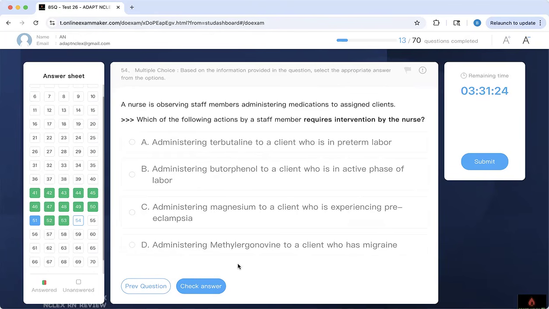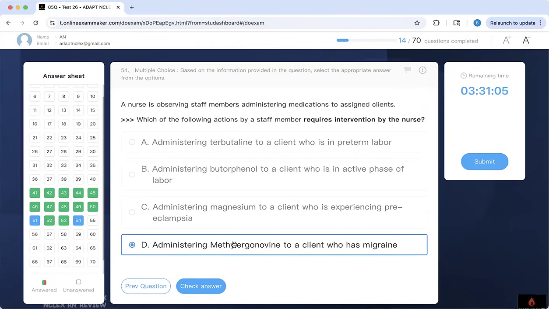Now look at it. Should I get terbutaline if I'm in preterm labor? Should I get butorphanol when I'm in the active phase of labor? Can I get magnesium when I'm experiencing preeclampsia? Should I get methylergonovine if I have a migraine? You see the way I read it, it makes the answer choice easy. It pops out like a candy.